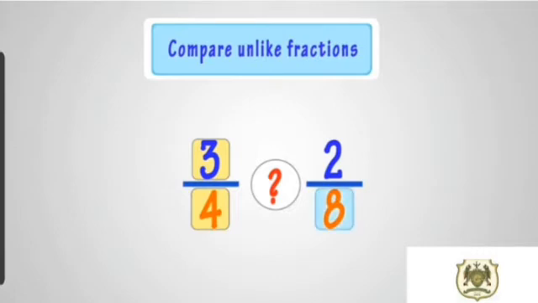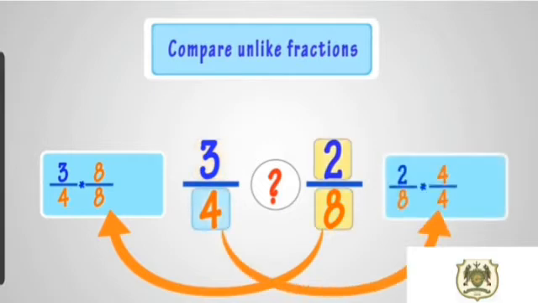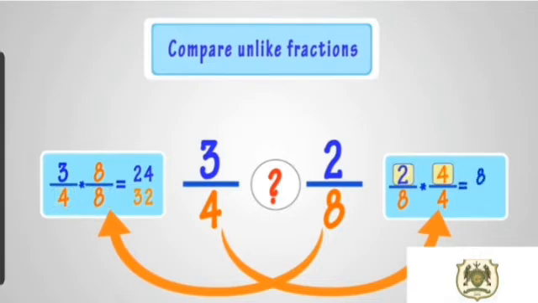Converting into like fractions, I am going to multiply 3 and 4 both by the denominator of the other number. So what am I going to do over here? I am going to write 3 upon 4 into 8 upon 8, in the numerator and denominator, whereas 2 upon 8 into 4 upon 4. Now when I multiply these, I get 3 8s are 24 and 8 4s are 32. On the other side, I'll get 2 4s are 8 and 8 4s are 32.